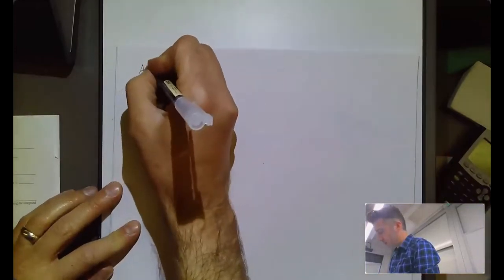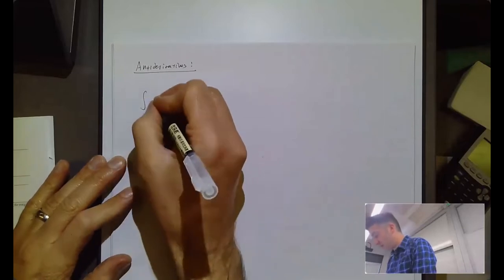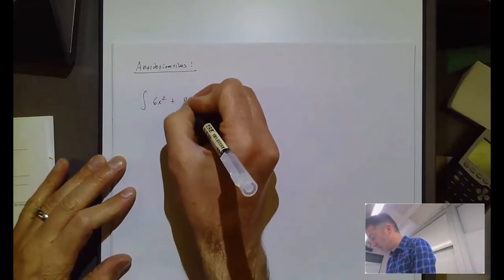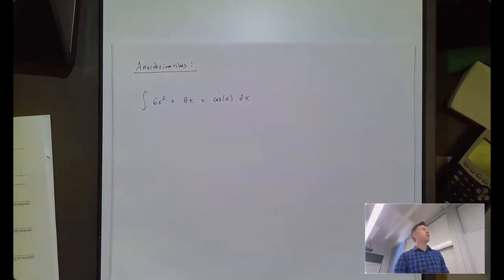Antiderivatives. Really, really important to understand that you are undoing a derivative. So when someone says find the antiderivative, we really want to be thinking, I'm looking for a function that if I take its derivative, I get the thing I started with. So if I'm trying to find the antiderivative of 6x squared plus 8x plus cosine of x, I'm looking for the function whose derivative is equal to all of that.